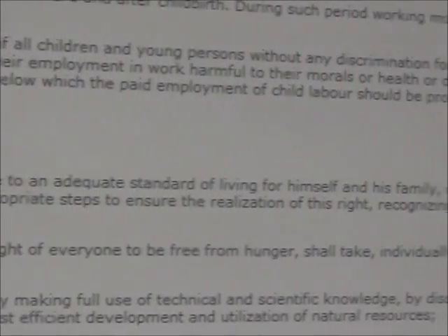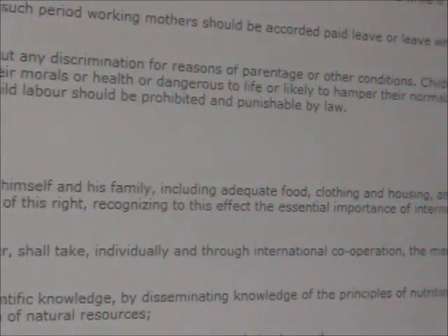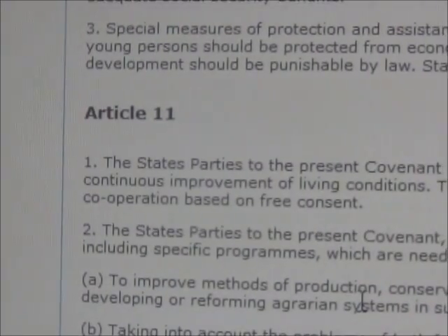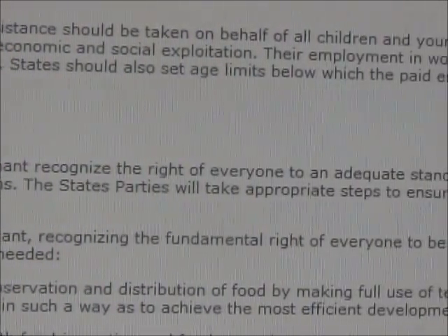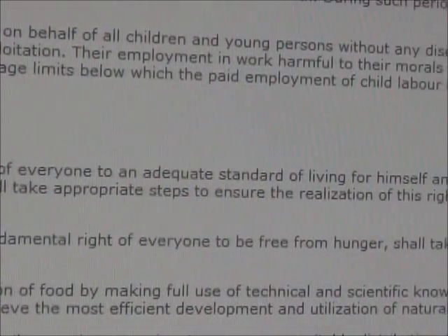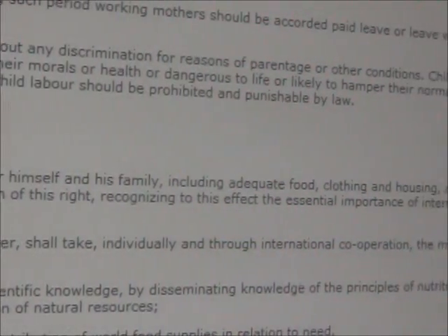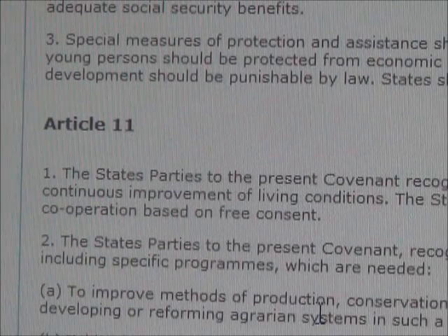The states parties to the present covenant recognize the right of everyone to an adequate standard of living for himself and his family, including adequate food, clothing, and housing, and to the continuous improvement of living conditions. The states parties will take appropriate steps to ensure the realization of this right, recognizing to this effect the essential importance of international cooperation based on free consent.